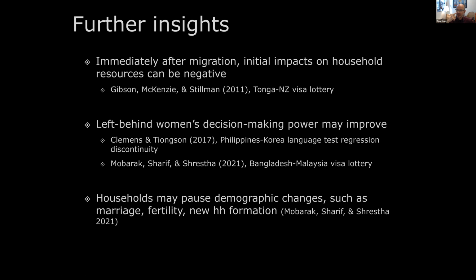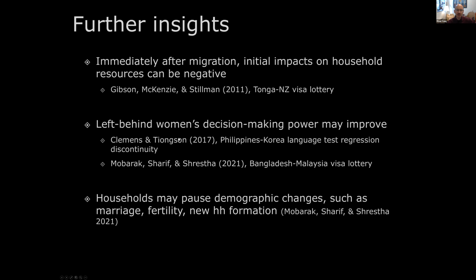They may not be sending back enough remittances to make up for any earnings they may have been earning in the home country. So at least in the initial migration stage, there may actually not be these positive impacts. The positive impacts may take some time to materialize dynamically.